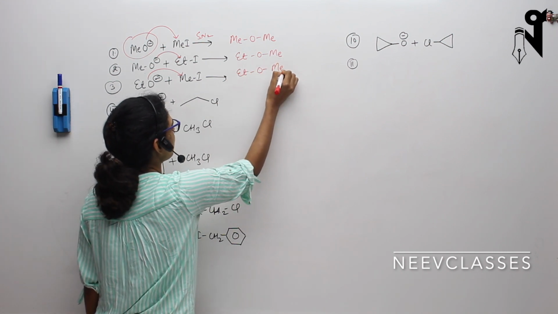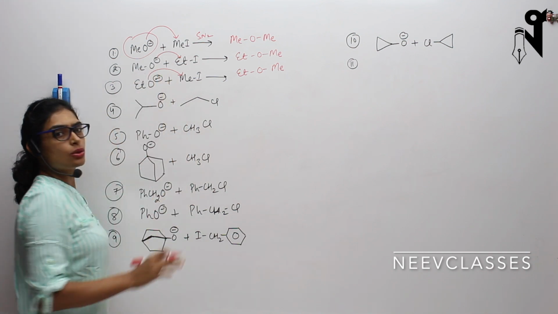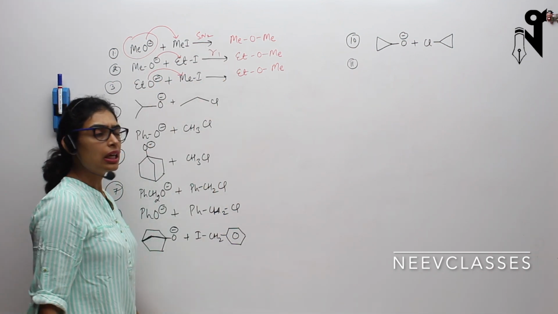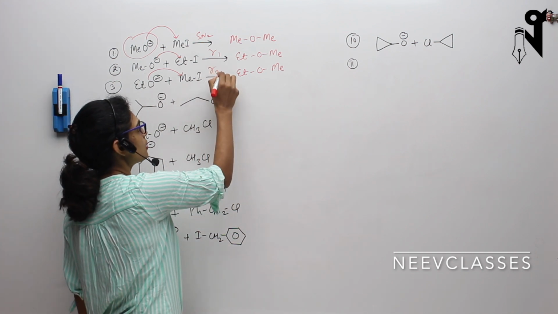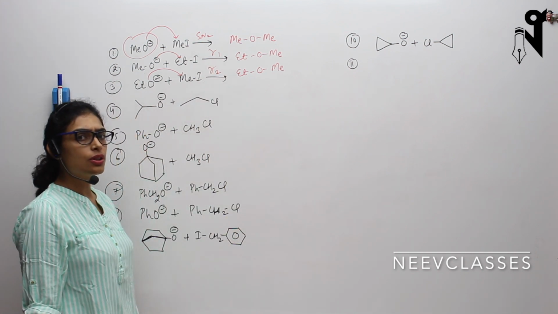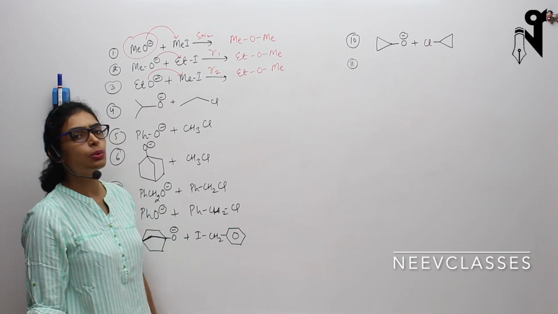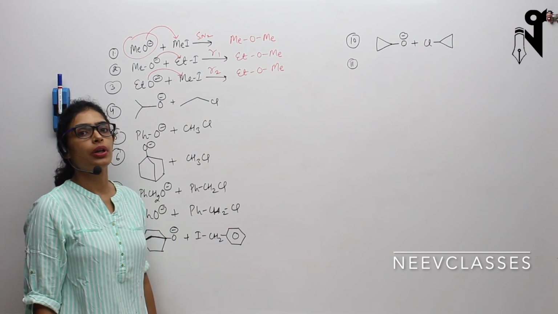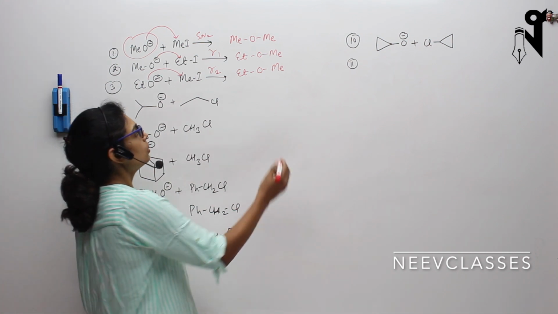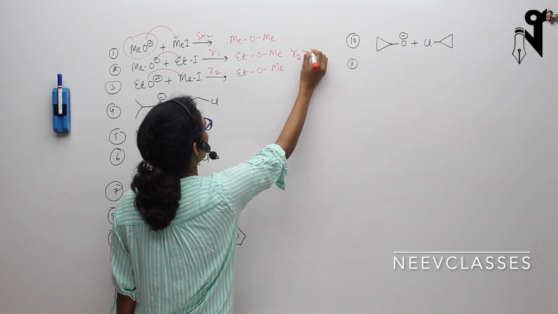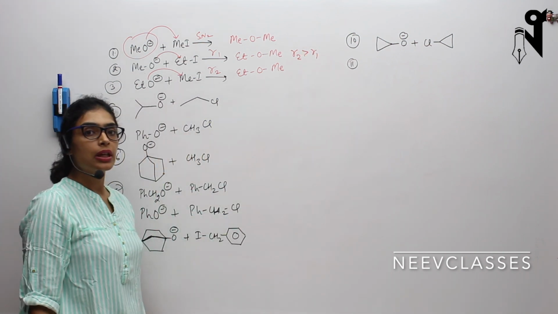Now just note one thing. Let's assume for this particular reaction, the rate is R1, and for this third reaction, the rate is R2. Now, which rate will be greater? What will be the relation between R1 and R2? Will R1 be greater, or will R2 be greater? The rate will be R2 greater than R1. Why?